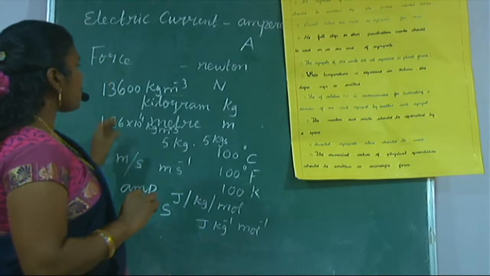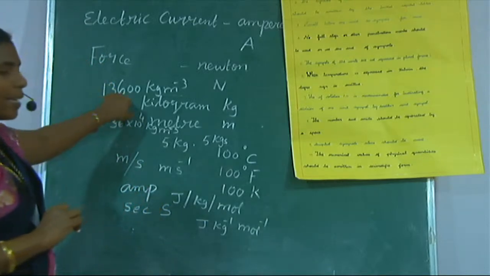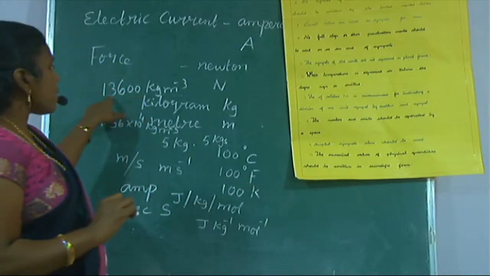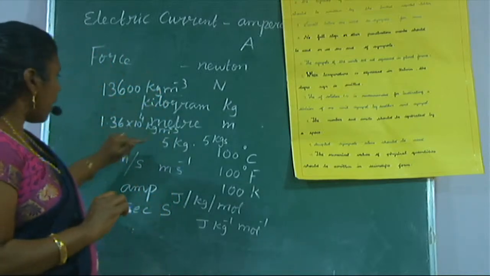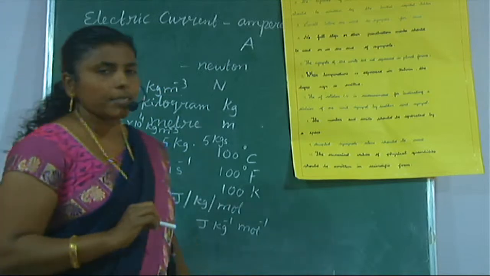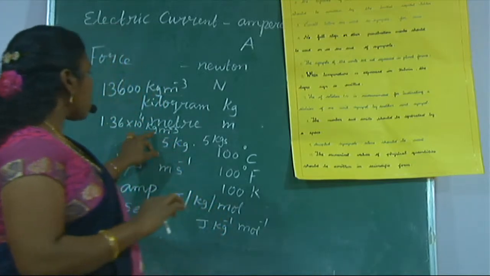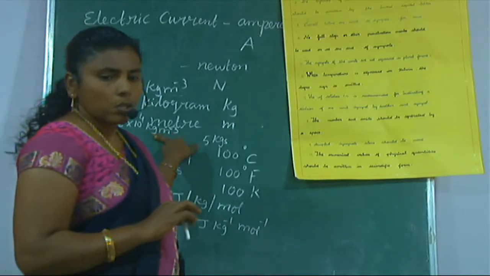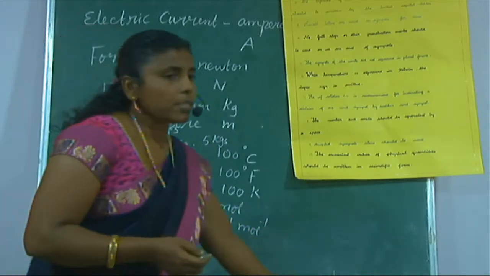The numerical values of physical quantities, so that is the example: density of mercury. The value is 13,600. So we have to write that as 1.36 into 10 power 4. The unit of density is kilogram meter power minus 3. So you just have to learn these 10 rules.